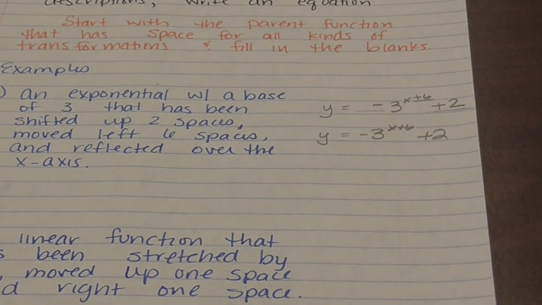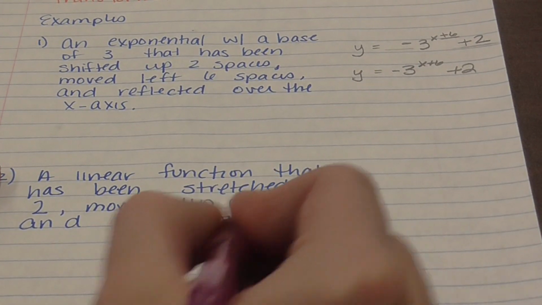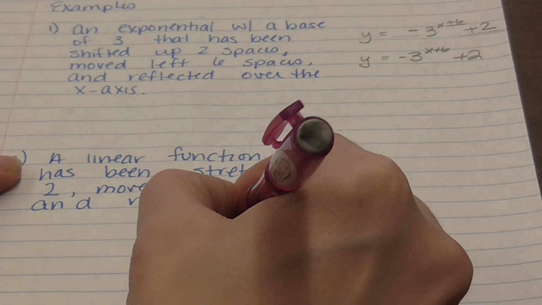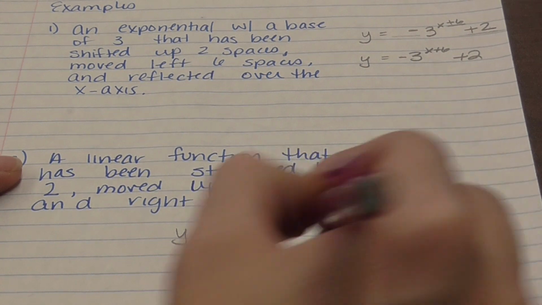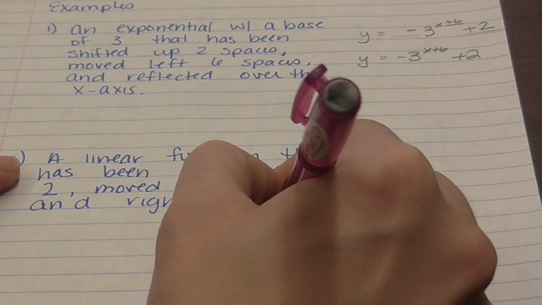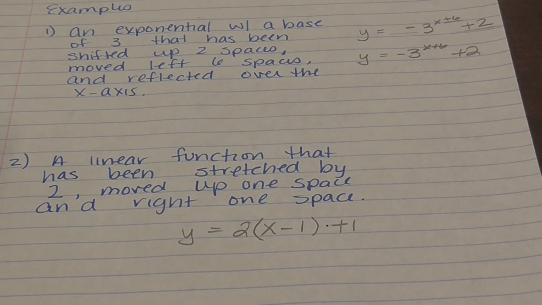All right, a linear function. All right, so I'm going to start with just y equals x with some space around it. That has been stretched by 2, so I'm going to multiply 2 outside. Moved up 1 space, there's going to be a +1 out here. And right 1 space, so I need to put parentheses around this and make it -1 inside. And I'm done. I don't even have to rewrite it.